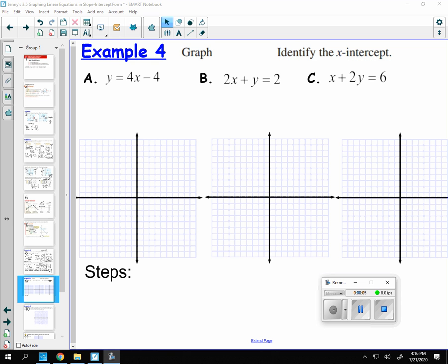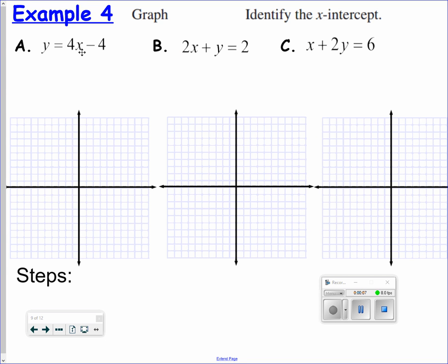This is actually 3.5, day 2, so we kind of stopped in the middle of section 3.5, so we're going to continue now in section 3.5. We're going to talk about slope and y-intercept again.